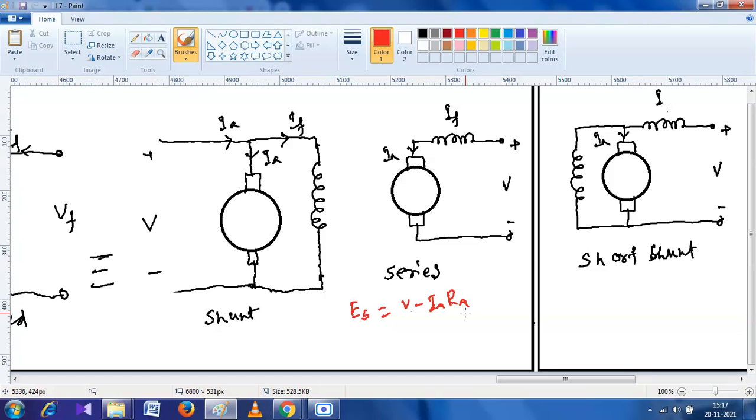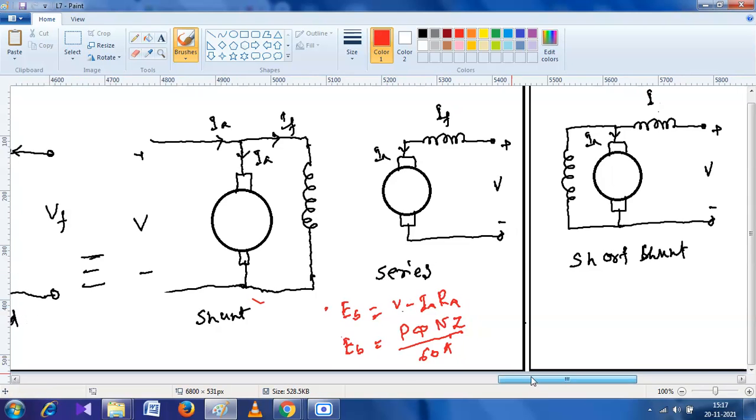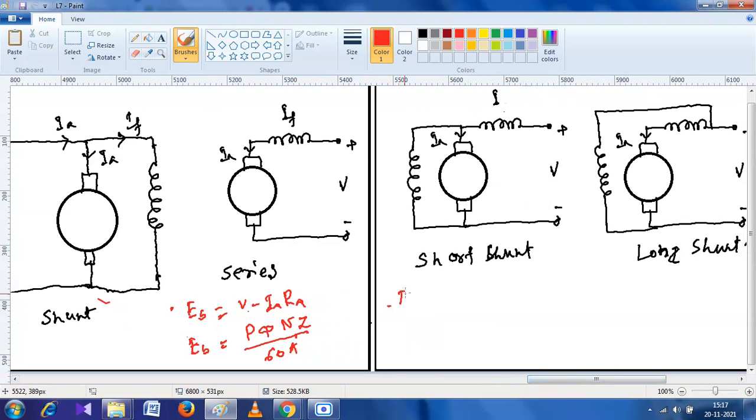And what is the expression? We also write Eb is equal to P phi Z N by 60A. We also write by this. So from that equation, we can say Eb is equal to a constant into phi into N. You can also say omega.